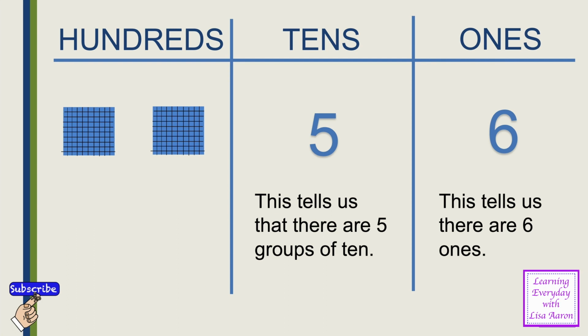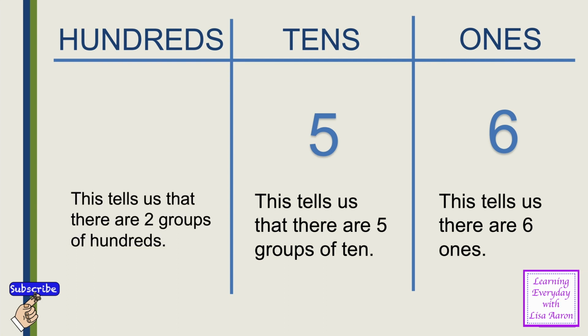Look at the hundreds column. How many hundreds do we see? This tells us that there were 2 groups of hundreds. The number we see is 256.